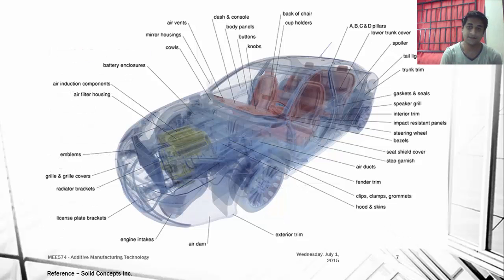This gives us a basic idea about the possibilities of applying RP methods to produce these products in the various areas of the automobile. These include air vents, cowls, battery enclosures. These are the underhood parts we can see, such as battery enclosures, air induction components, etc. Then some parts we can see in the interior, such as back of chairs, cup holders, buttons, knobs, body panels, etc. Other than that, we can see grill covers, radiator brackets, exterior trim, etc.